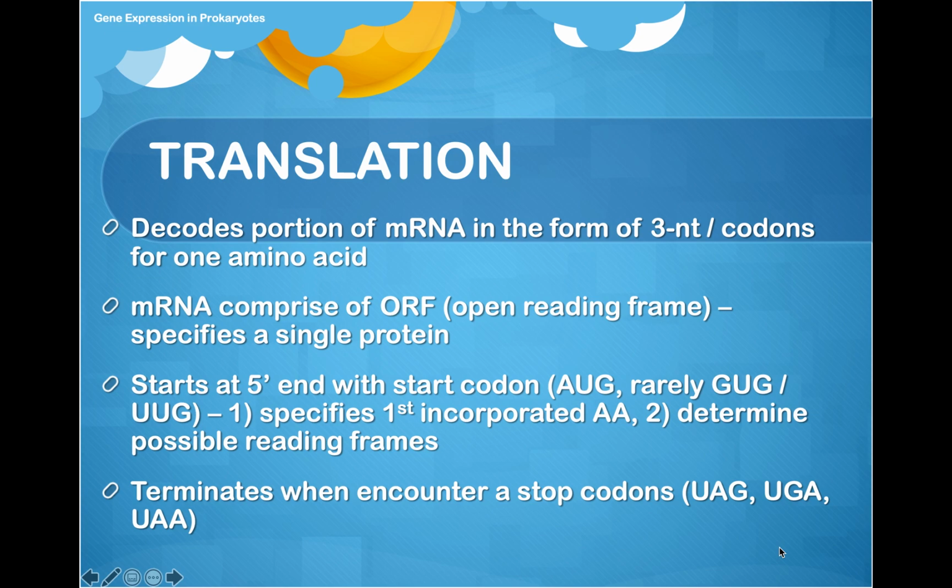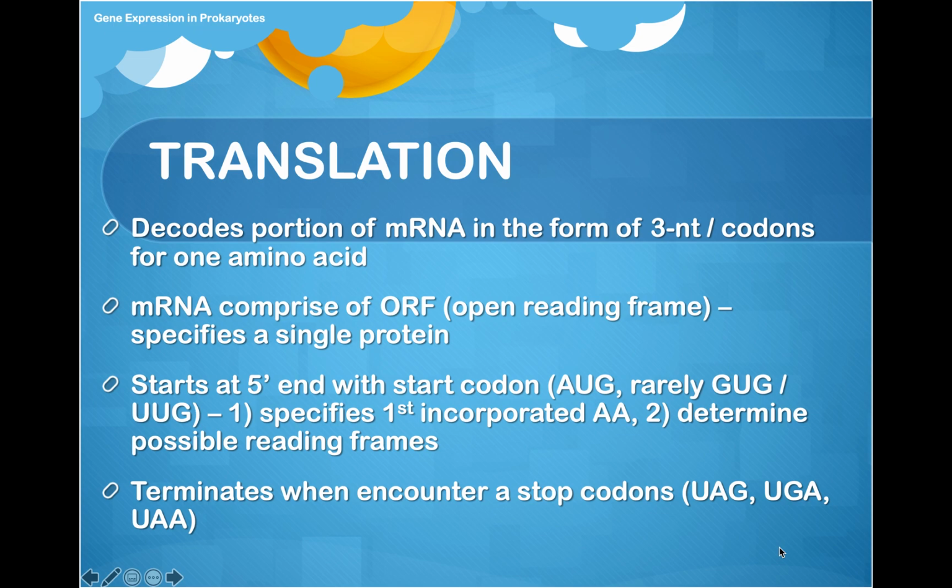The mRNA comprises an ORF, or open reading frame, and this specifies a single protein. The process starts at the 5' end with a start codon. There's only one start codon, AUG, rarely GUG or UUG. Sometimes if you read some journals or go to certain websites, they say that GUG or UUG could start it, but it's very rare. So it specifies the first incorporated amino acid, and it will determine the reading frame.